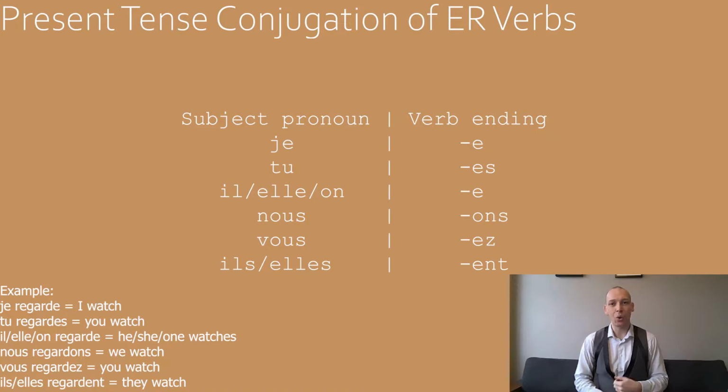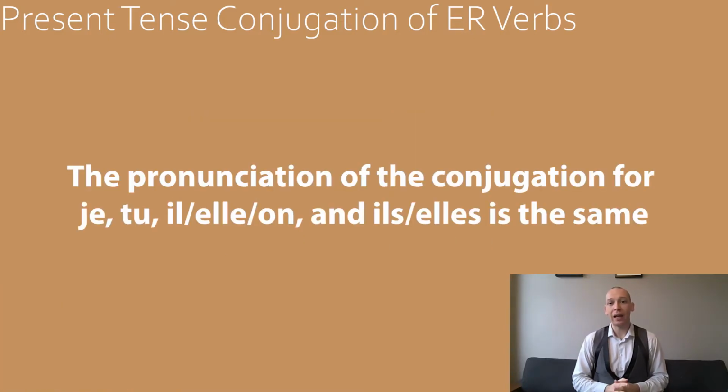For il, elle, or on, the ending is E, making it il, elle, or on regarde, he, she, or one watches. This is exactly the same as the first person singular. For nous, the ending is ONS, making nous regardons, we watch. And for vous, the ending is EZ, making vous regardez, you watch. For ils or elles in the plural, the ending is ENT, making ils ou elles regardent, they watch. And that is all there is to conjugating the present tense of ER verbs.